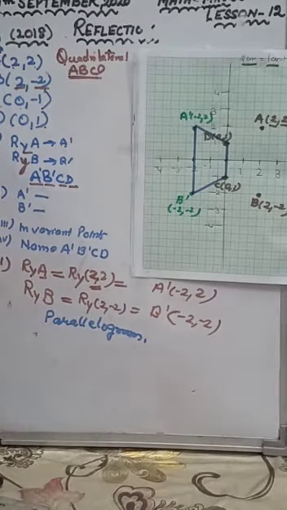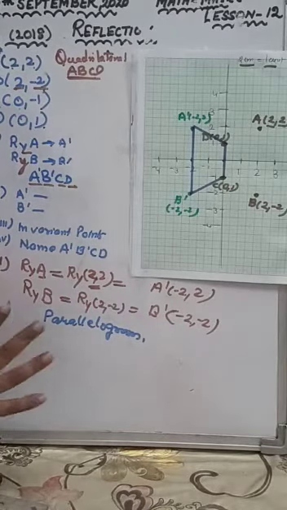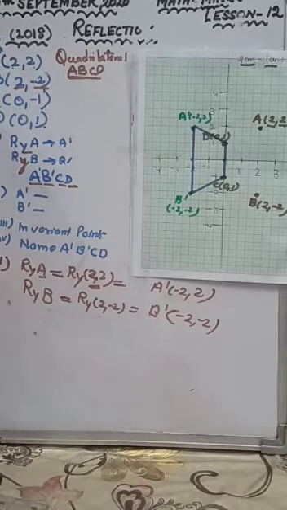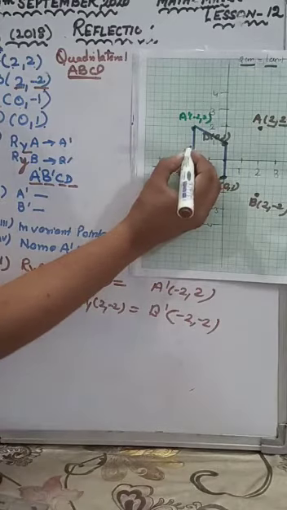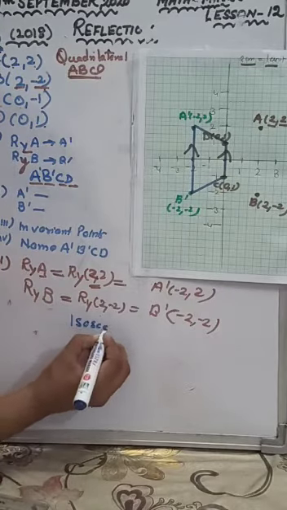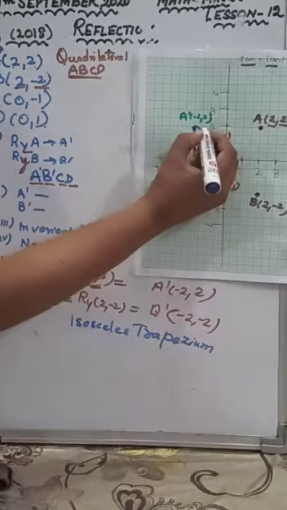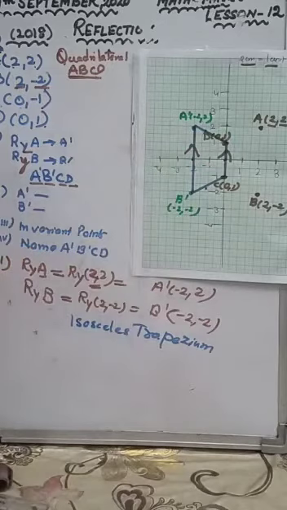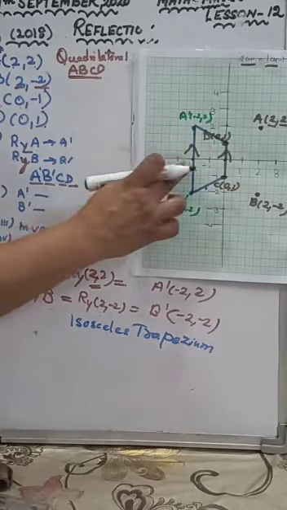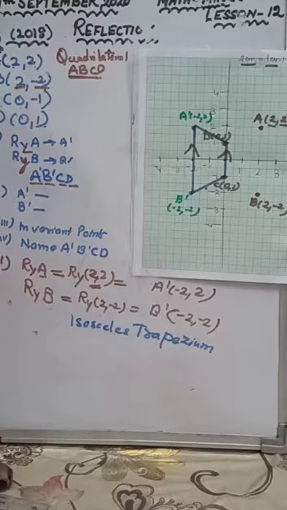They are asking us the name of this figure. But here it cannot be a parallelogram. Why? Can you tell me? Because here only one side is parallel. The other two are not parallel. So which figure is this? It is not a parallelogram. It will be an isosceles trapezium. Why am I writing isosceles? Because these two sides are equal. When two sides are equal, it is isosceles, and when one pair is parallel, it is a trapezium. Got it?